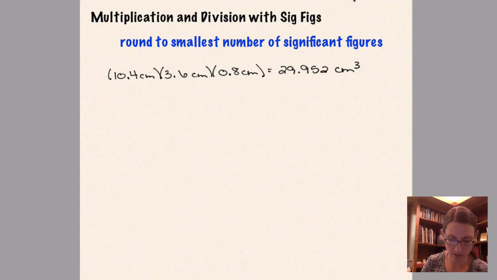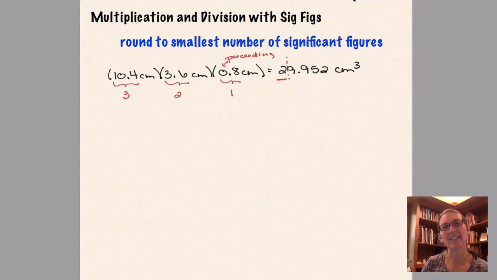So let's go back and look at these numbers and figure out how many significant figures we have. This first one has 3, the second one 2, and this one only 1 significant figure, because this 0 is preceding and so is not significant. So when I come to my answer, I only get 1 significant figure. Well, that's this one. Everything else has to be taken away in the rounding.